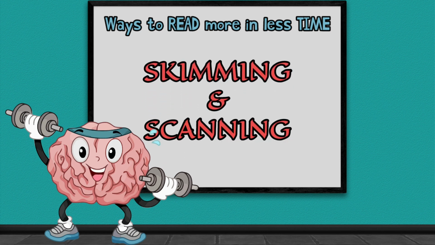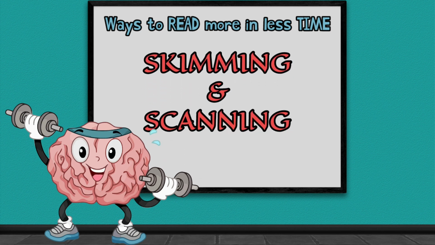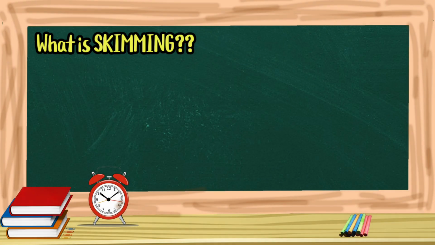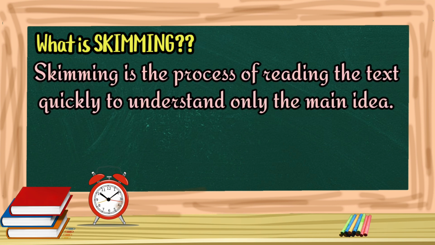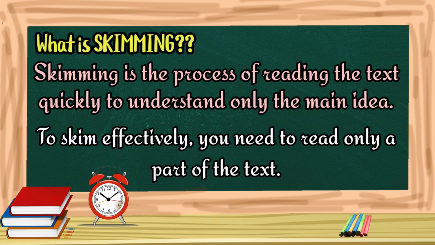Skimming and scanning are the 2 most effective strategies which can be helpful in speed reading. Now let's know what is skimming. Skimming is the process of reading the text quickly to understand only the main idea. To skim effectively, you need to read only a part of the text. Now let's learn how to skim effectively.